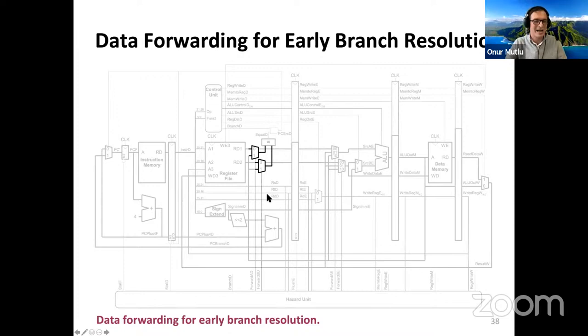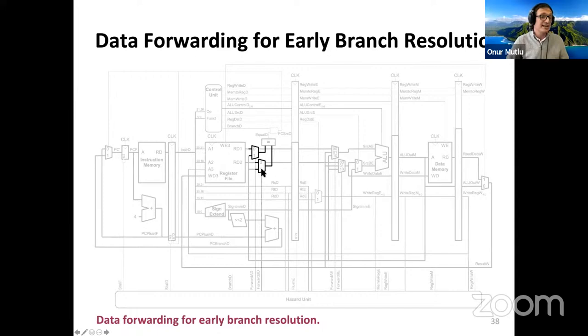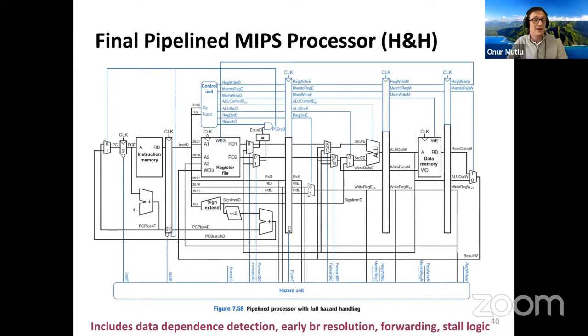Okay, so basically we've expanded our forwarding and stalling hardware control logic because now we added branch stalls, we had load word stalls, and we need to add forwarding for the branch logic as well over here. So things are getting more complicated as you can see, right? And I'm not going to go through this logic again. But this is our final pipelined processor in Harris and Harris.